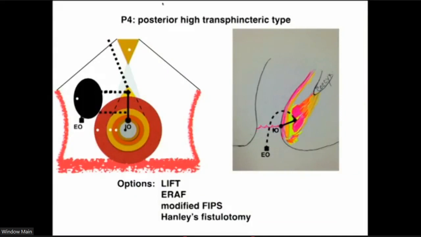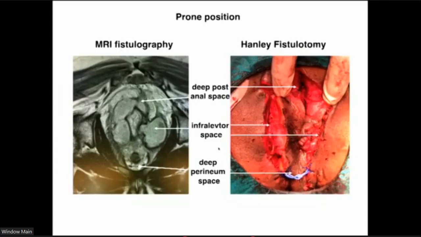Now go to the P4 pattern, posterior high transsphincteric. As I told you, there are 3 types. This is the most common one. And you can use the LIFT. You can use the flap. Or you can use modified FIST. Or you can use Hanley fistulotomy. I will show you this because this is a very old picture. I will not use this anymore.